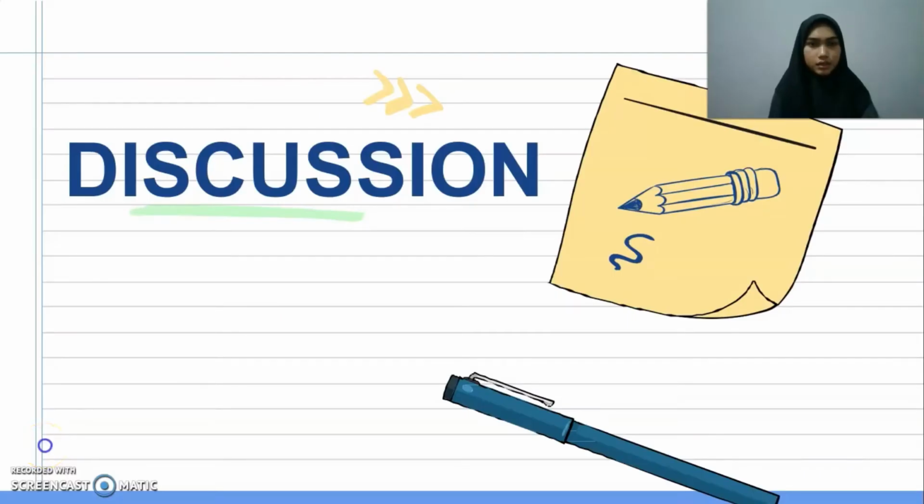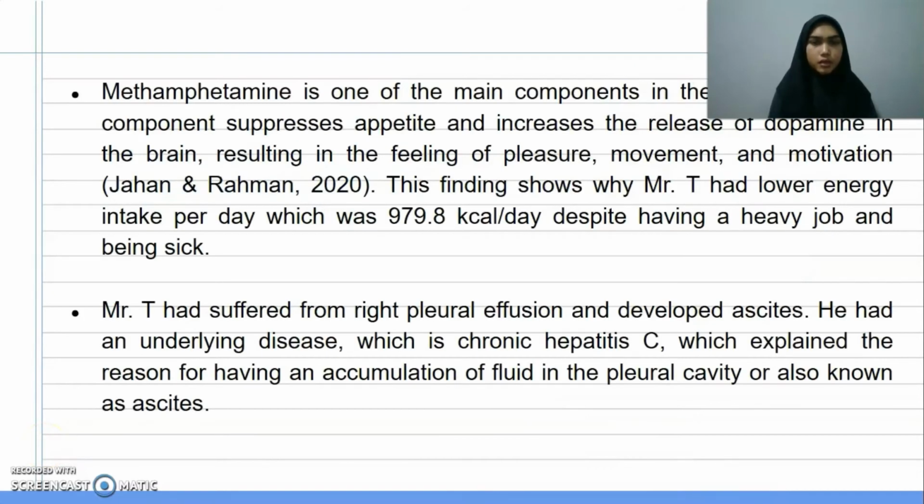Next is discussion. Methamphetamine is one of the main components in the YABA drug. According to Jahan and Rahman, this component suppresses appetite and increases the release of dopamine in the brain, resulting in the feeling of pleasure, movement, and motivation. This finding shows why Mr. T had lower energy intake per day, which was 979.8 kcal per day, despite having a heavy job and being sick. Mr. T also suffered from right pleural effusion and developed ascites.